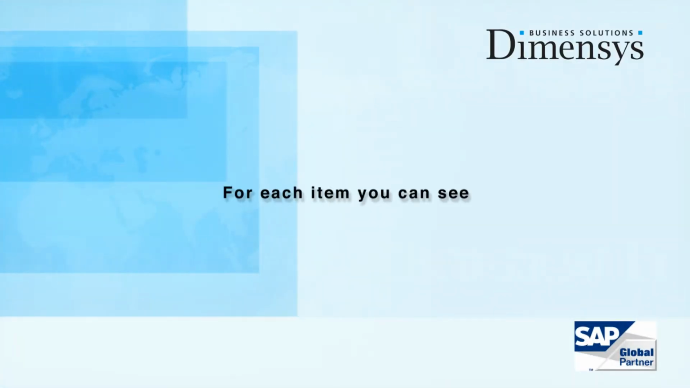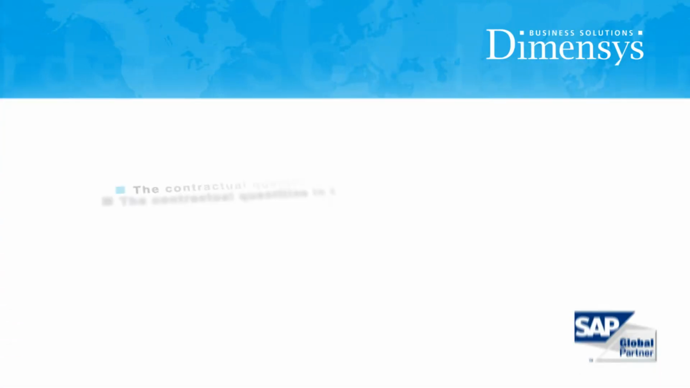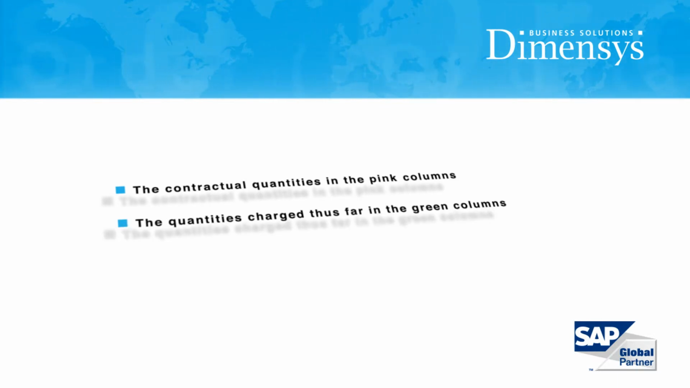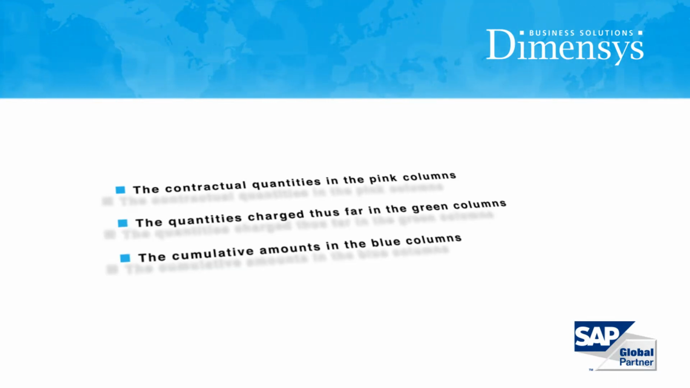The input is divided into three sections, namely the standard entries, more work items, and items pending with the customer. For each item you can see the contractual quantities in the pink columns, the quantities charged thus far in the green columns, and the cumulative amounts in the blue columns.